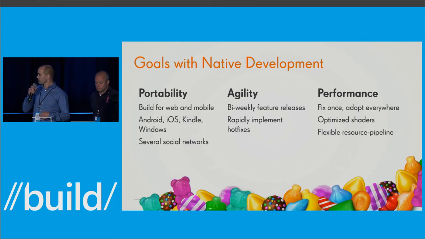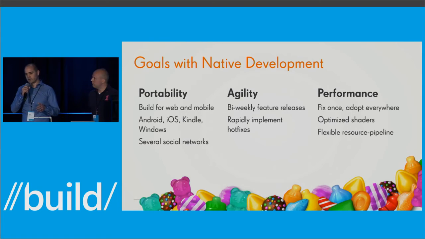When it comes to performance, some of the fixes or performance tuning are in the engine, so if you fix it once, it flows over to all the different platforms. We have optimized shaders, and we have a fairly flexible resource pipeline, so we can adapt that for different platforms. In the Windows Phone case, we can use low DDSs for textures to get a better slice of the app, for instance. So that's about the Candy Crush project.